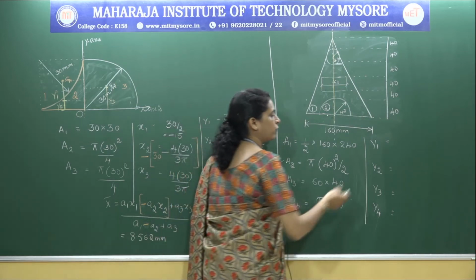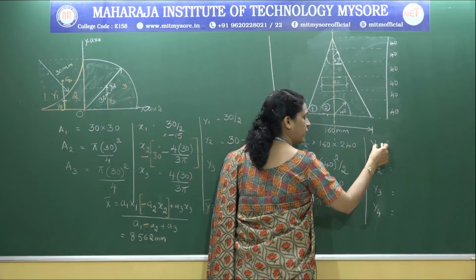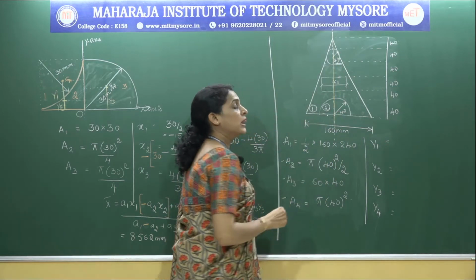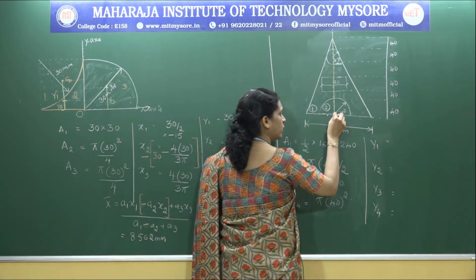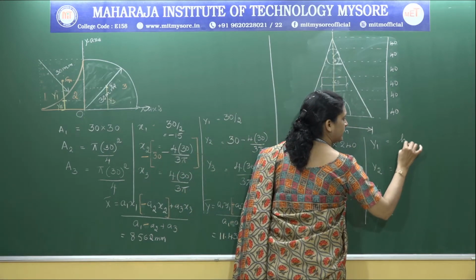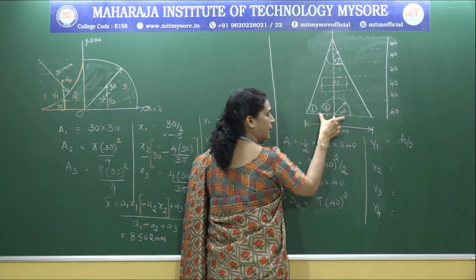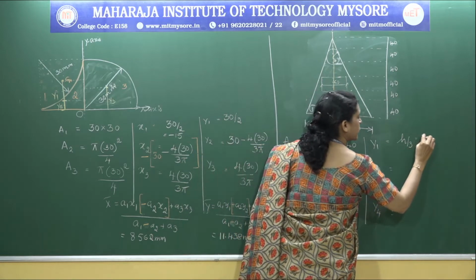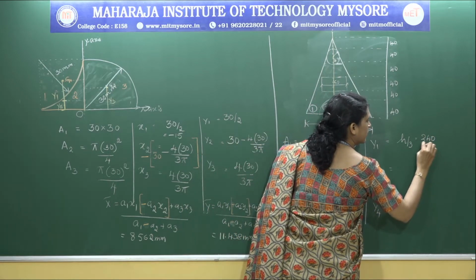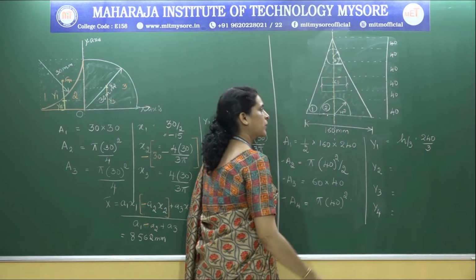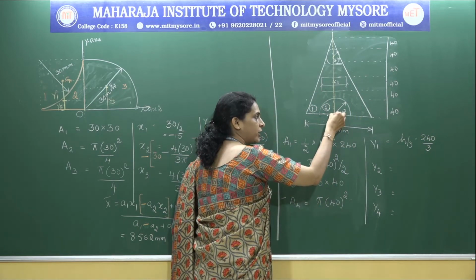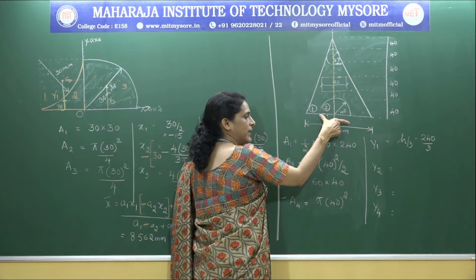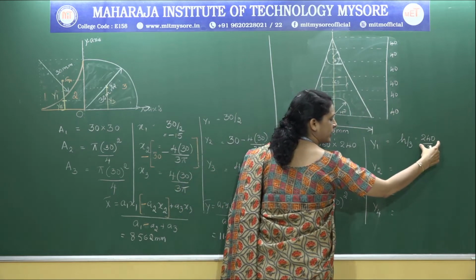So now the centroid for the first section, that is the triangle, lies at a distance of h/3 from the base. So what is the overall height? It is 240 divided by 3, because the centroid for the symmetric triangle lies at a distance of h/3 from the base. That is what we have written here.